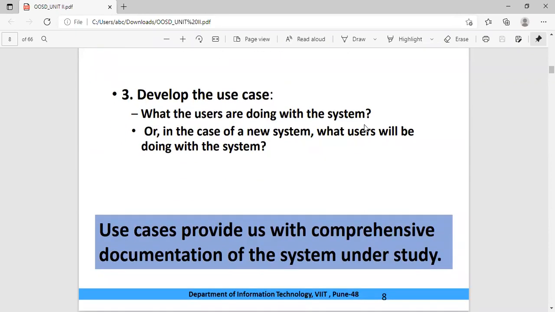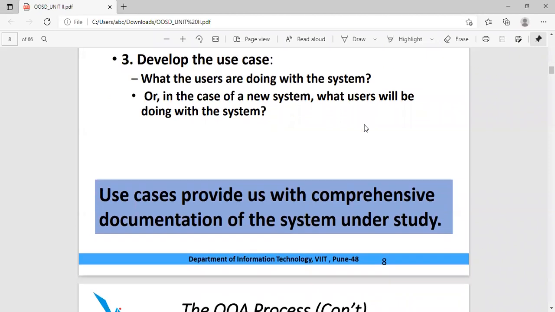So what exactly are use cases? Use cases provide a comprehensive documentation of the system under study. That means I perform that task with the help of my knowledge and experience, and with that I can write the use case. It gives me an actual representation of what exactly the users are doing with that system. So if I'm going to develop a new system, then what users will be doing with it, I have to understand with the help of use cases.